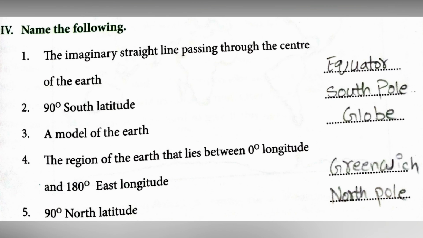Fourth section, name the following. The imaginary straight line passing through the center of the earth, equator. Second one, 90 degrees south latitude, South Pole. Third one, a model of the earth, globe. Fourth one, the region of the earth that lies between 0 degree longitude and 180 degrees east longitude, Greenwich. Fifth one, 90 degrees north latitude, North Pole.